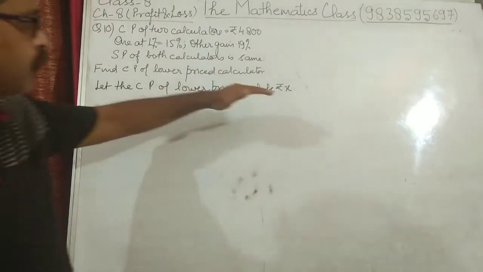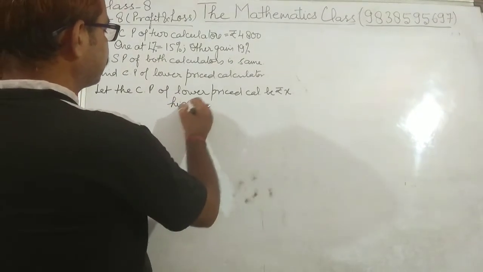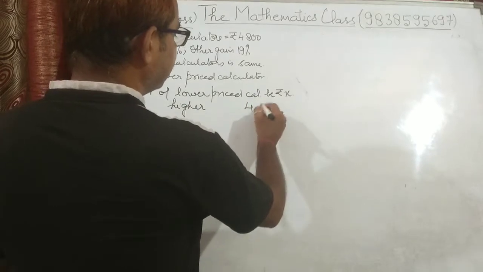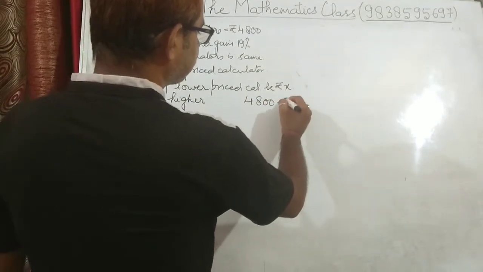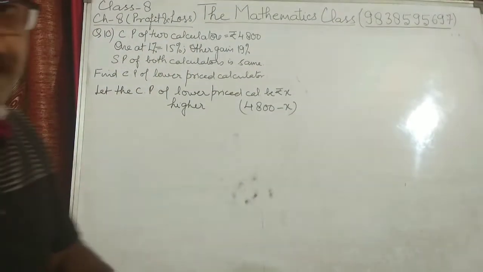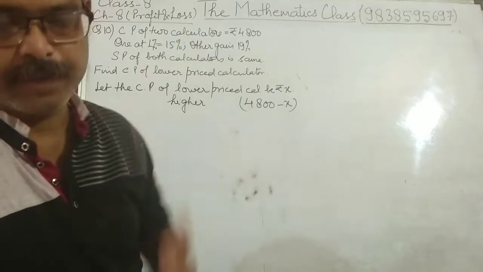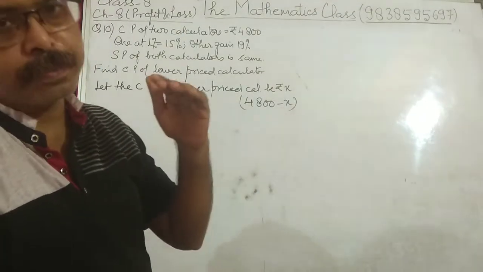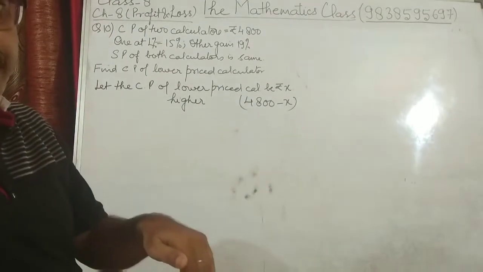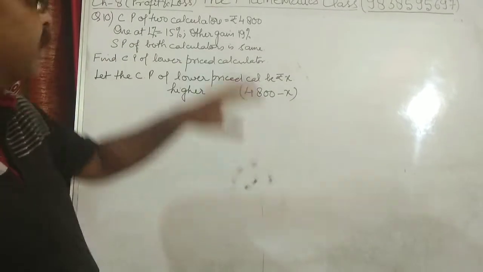If the cost price of the lower is X, then the higher will be 4,800 minus X. Suppose you buy a pencil and a pen for rupees 100. Suppose the cost price of the pencil is 20. So what will be the cost price of the pen? 100 minus 20, that is 80. So that is what we have done.